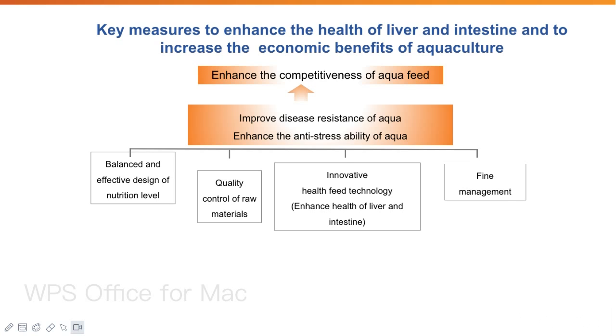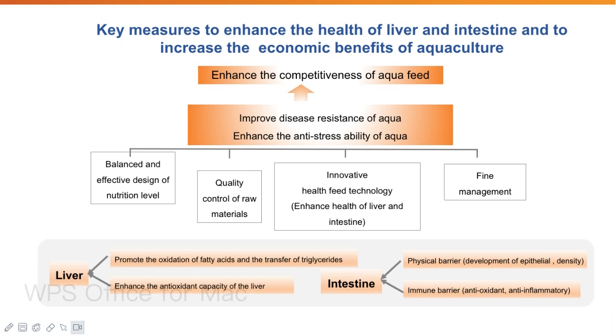For the innovative healthy feed technology, we must pay special attention to promoting the health of the liver and intestine. For the liver, we can think about how to promote the oxidation of fatty acids and the transfer of triglycerides, and how to enhance the antioxidant capacity of the liver. For the intestine, we may think about how to enhance the function of the physical barrier and immune barrier of the intestine.